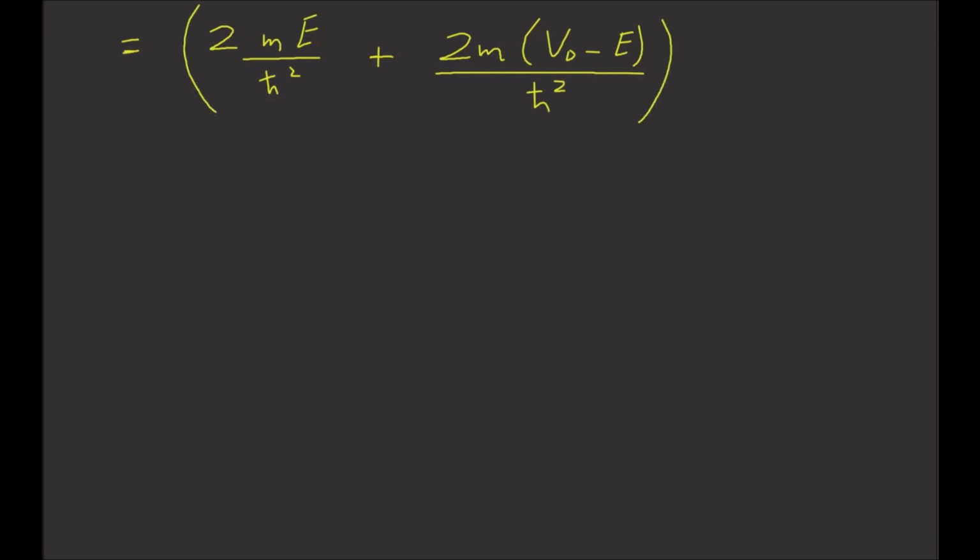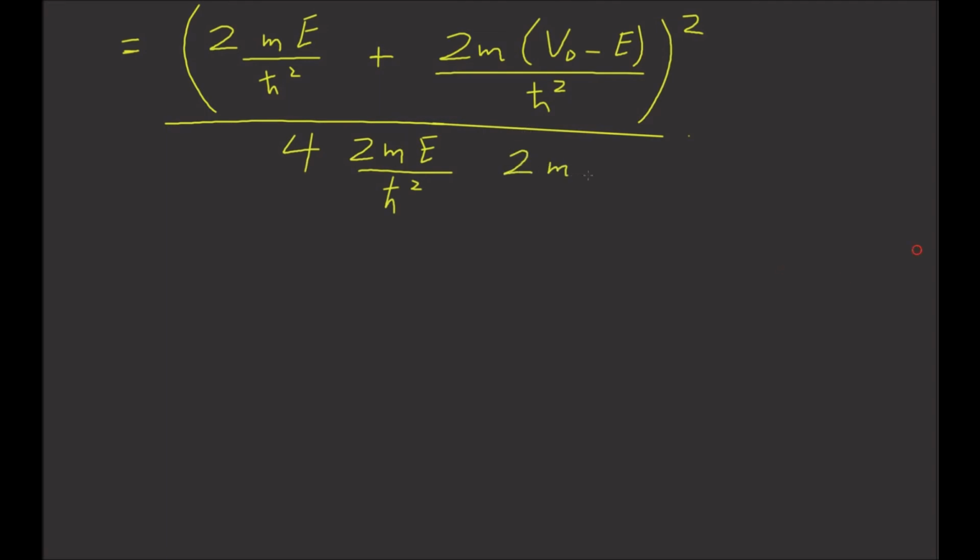So plugging back the values for k and l, we get 2 times m times E divided by h bar square plus 2 times m times V naught minus E divided by h bar square. So this whole quantity is being squared, divided by 4 times 2 times m times E divided by h bar square, that's the k square, right? And this is the l square, 2 times m times V naught minus E divided by h bar square. That's also multiplication here.